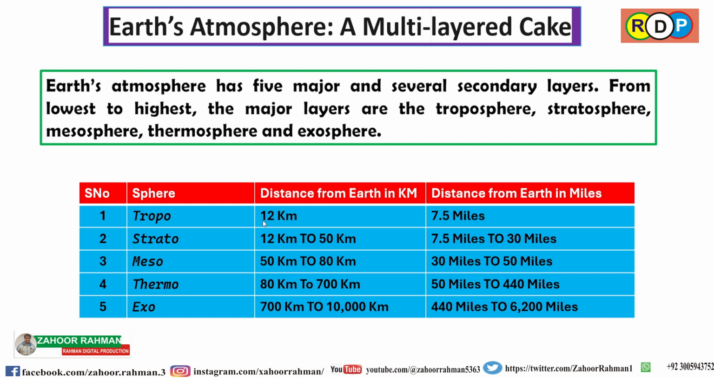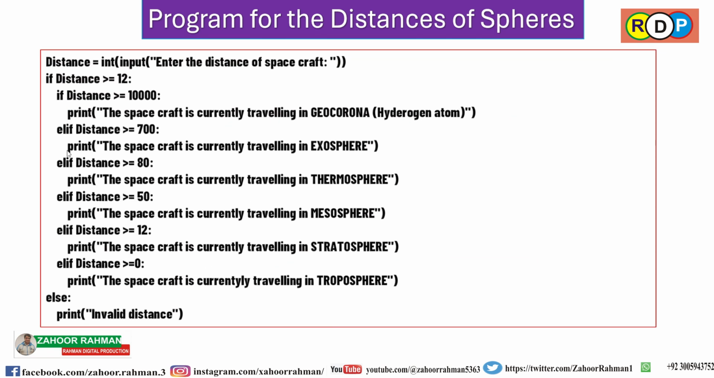If it is from 0 to 12 kilometers, then it is in troposphere. If it is between 12 and 50 kilometers, it is in stratosphere. Similarly, 50 to 80 will yield meso, 80 to 700 kilometers will be thermo, and 700 kilometers to 10,000 kilometers exo. And above 10,000 kilometers, there is geocorona or the hydrogen atom sphere. So I wrote all these values according to that table.